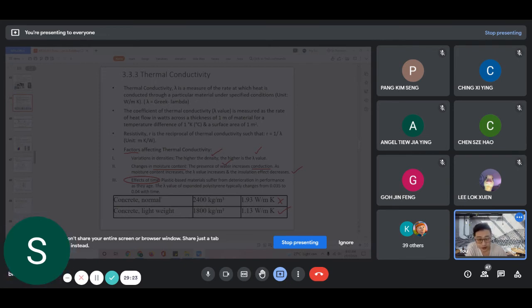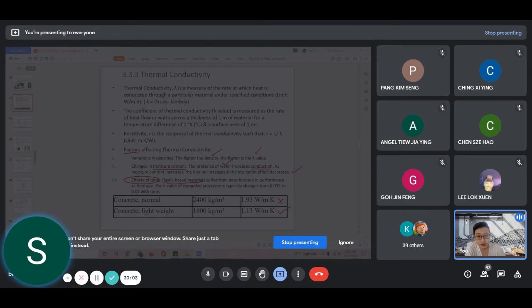Okay, so when it comes to the effect of time, when it comes to the choice of material, you'll notice that you use a lot of plastic. So we have glass, we have polyurethane. All of them are under the family of plastic. They are actually very light, low density, and they are also porous if you look at them at a microscopic level. So they are plastic-like material. When it comes to this material, they actually deteriorate in performance as they age.